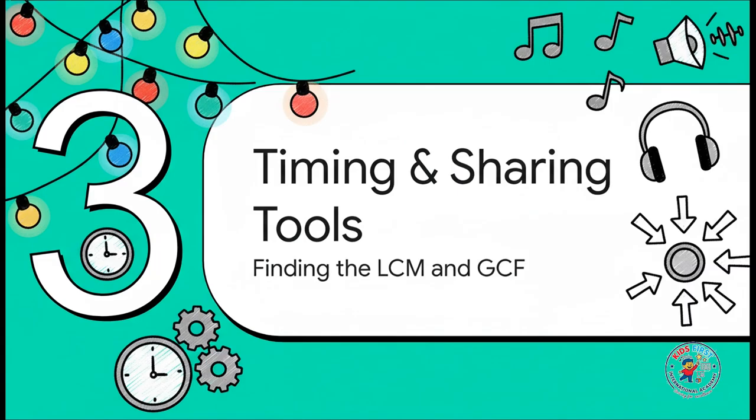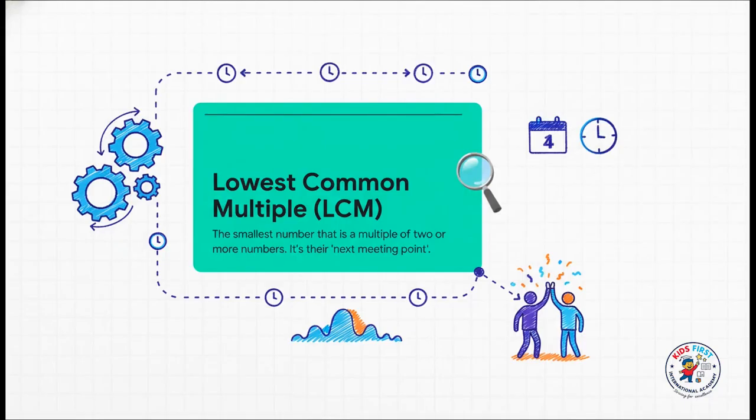Now let's switch gears and go back to our second problem, the festival lights and the music. For problems that involve timing and sharing, we need two totally different tools, the lowest common multiple and the greatest common factor. The lowest common multiple, which we usually just call the LCM, is exactly what we need for that festival problem. If you have two things happening on different cycles, the LCM tells you the exact moment they'll sync up again. It's literally their next meeting point.